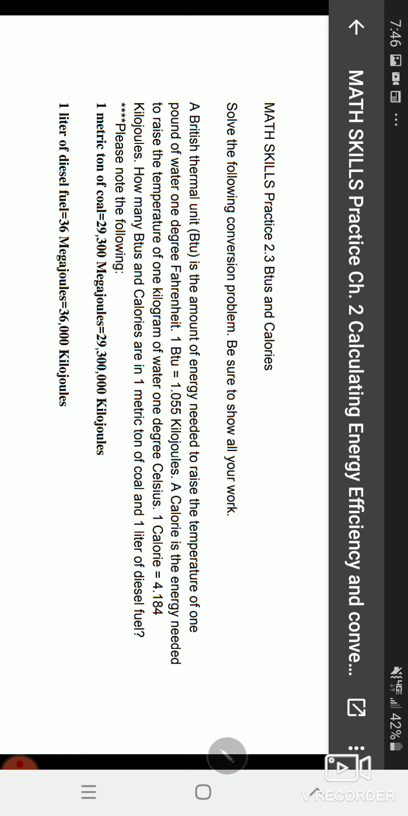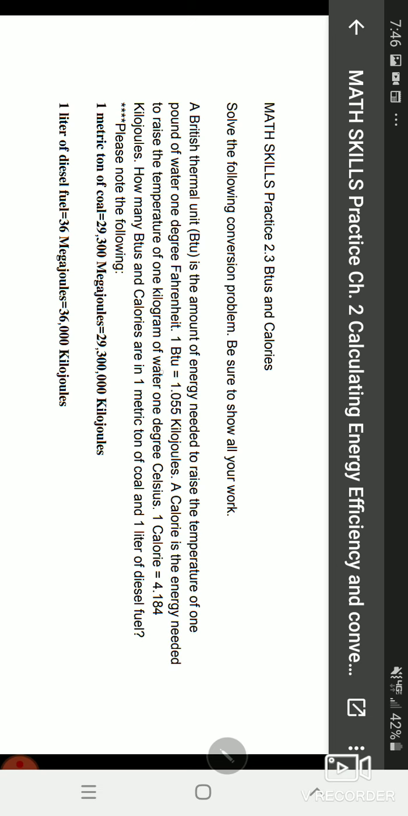It's because it's a national standard. It's the SI unit. So, a calorie is the energy needed to raise the temperature of 1 kilogram of water 1 degree Celsius. 1 calorie equals 4.184 kilojoules. How many BTUs and calories are in 1 metric ton of coal and 1 liter of diesel fuel? All right, so we're going to do the coal one. Why not?